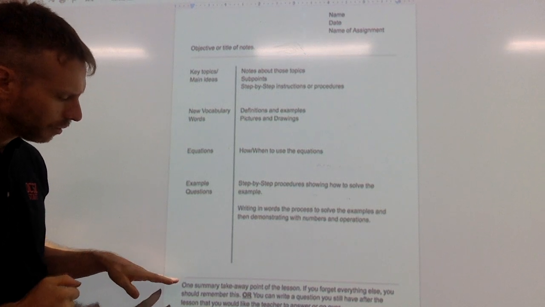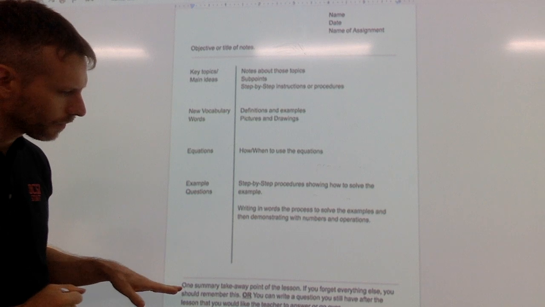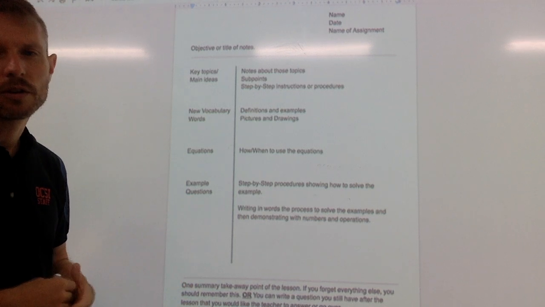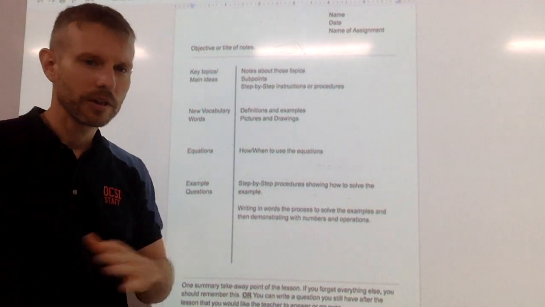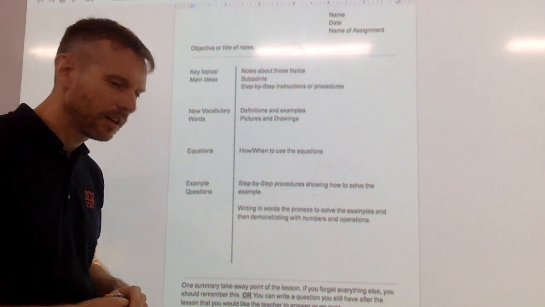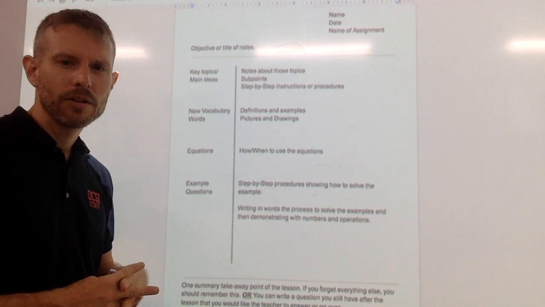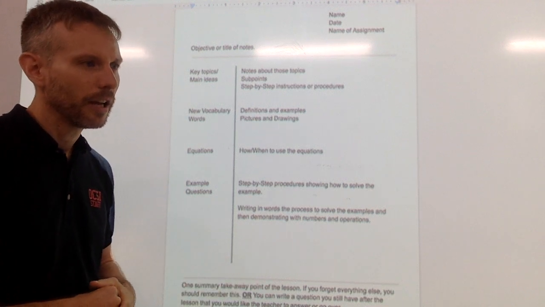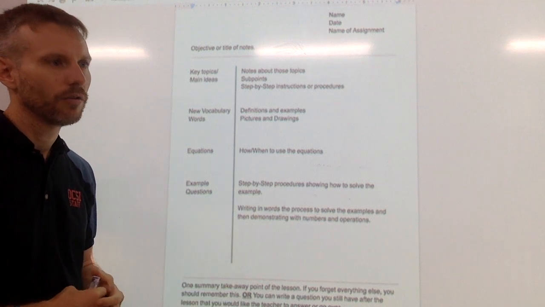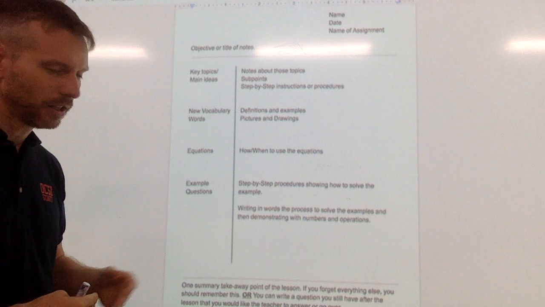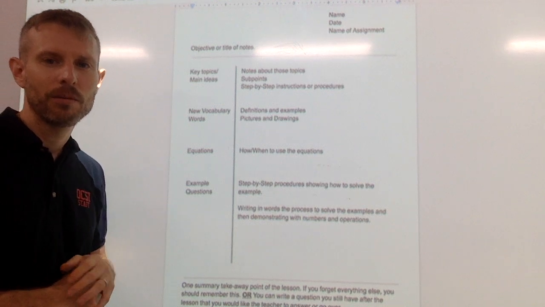And then at the bottom, you're going to want to write either a summary or a main takeaway point, something, if you forget everything else, remember this point, or you could write a question about something that you had during the notes. So as you're going through, you had a question that you wanted an answer to, and so you could write that question here, but please do make sure that you follow up with that.